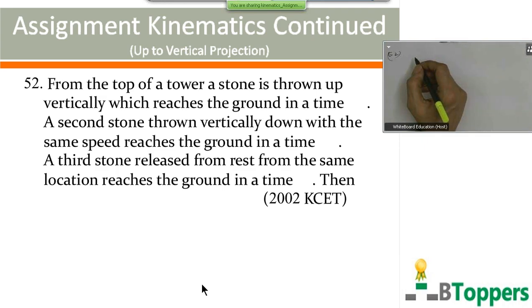Suppose one body is projected vertically upwards from the top of a tower, and simultaneously a second body is projected vertically downwards with the same initial speed from the top of the tower. Then the height of the tower is given by h equal to half g t1 t2, and the time taken by a third body which falls freely under gravity from the top of the tower is given by root of t1 t2. So this comes under one of the special cases I have discussed.